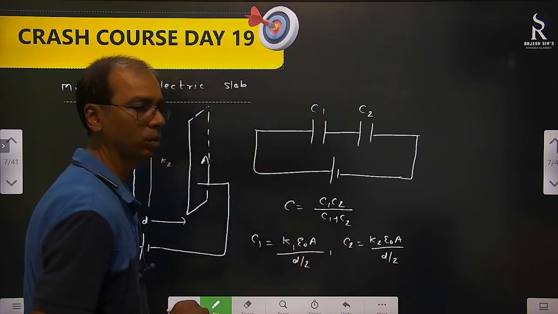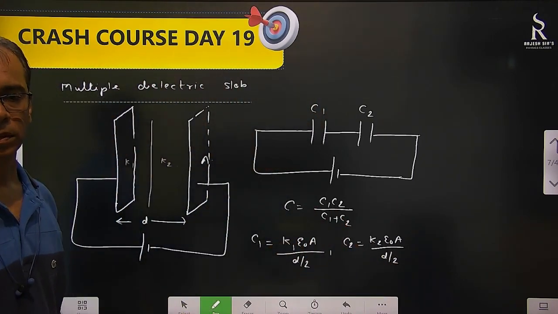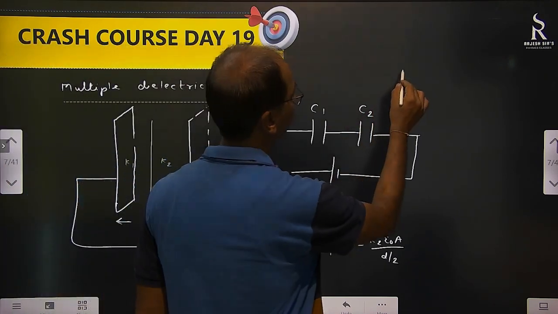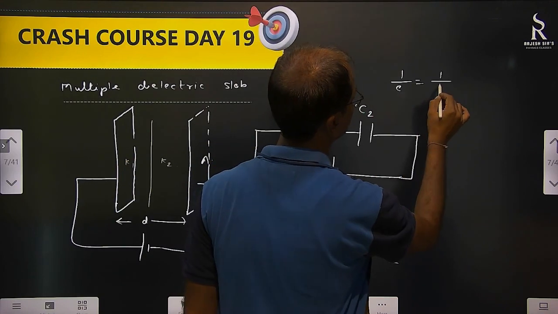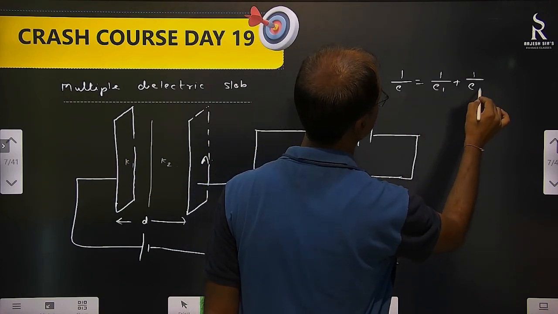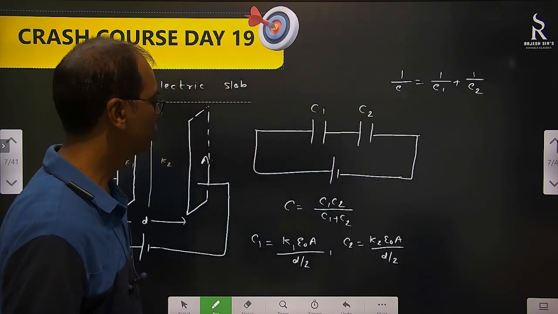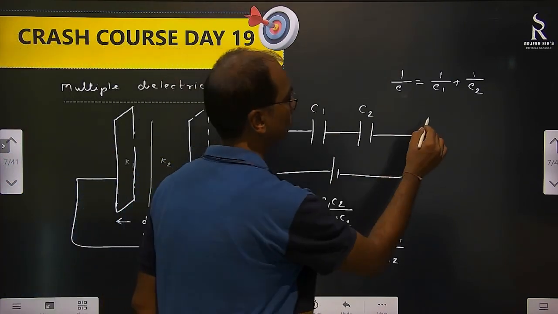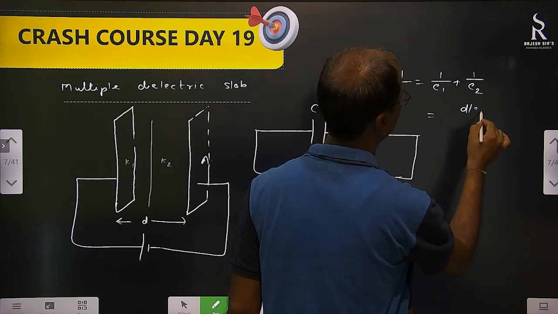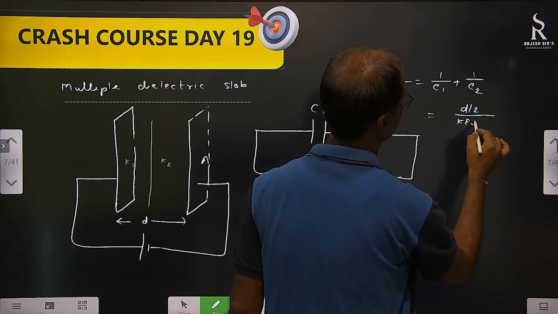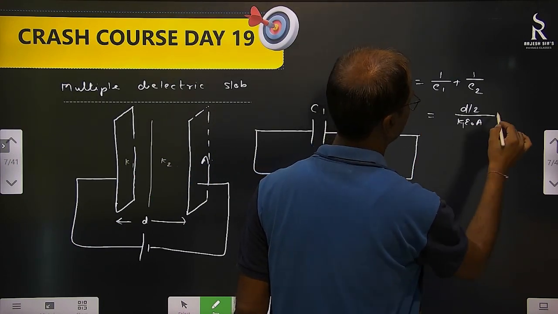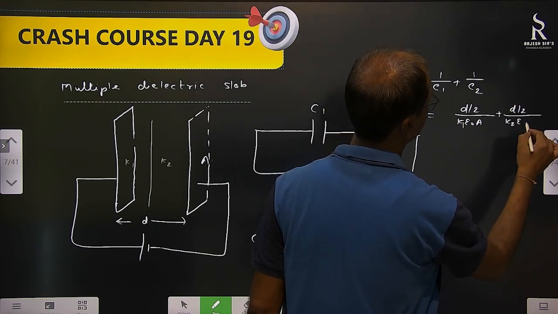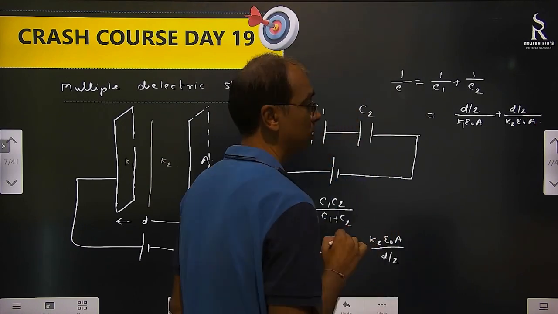Now we are going to put it over here. I think it will be better that if you do 1 by C equal to 1 by C1 plus 1 by C2. It will be easy. So 1 by C1 means what? D by 2 by this. So it will be better for us to write D by 2 by K1 epsilon naught A, here is D by 2 by K2 epsilon naught A, and here 1 by C will be right what?